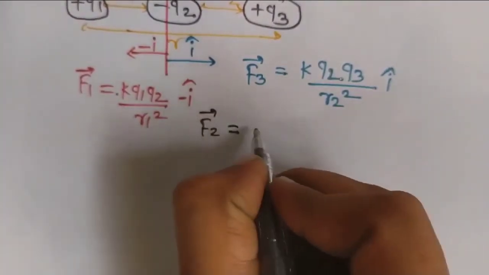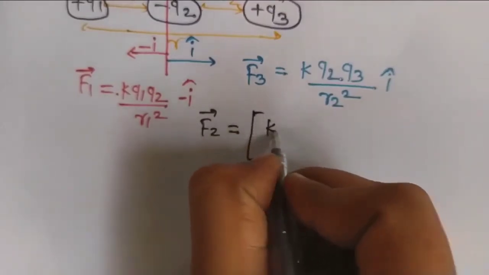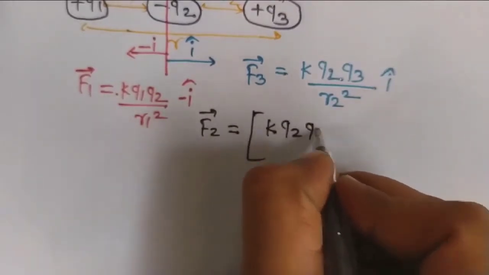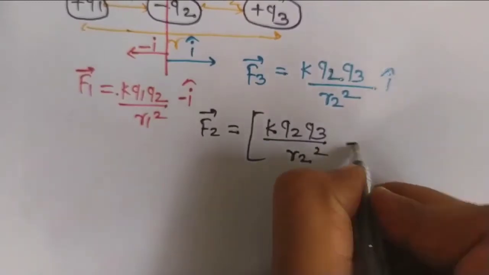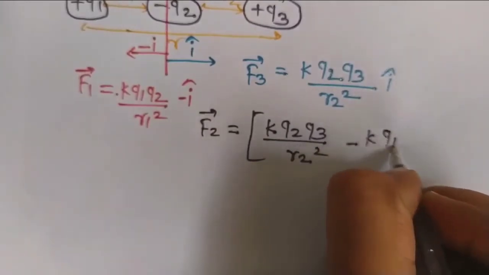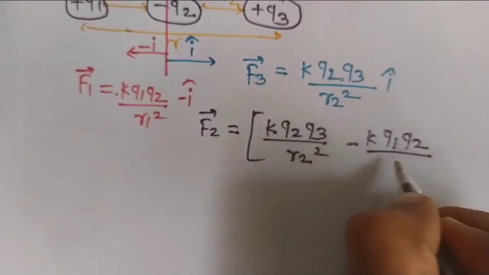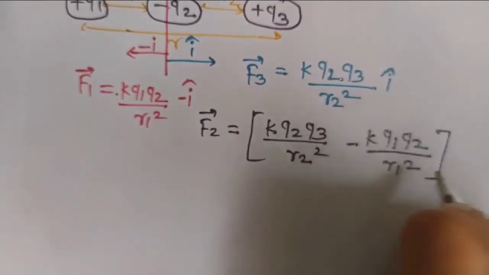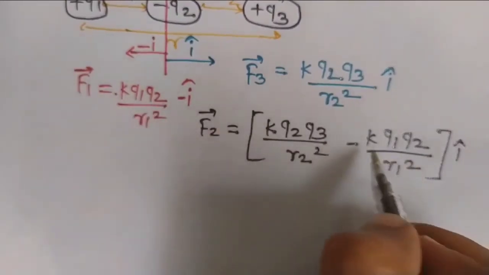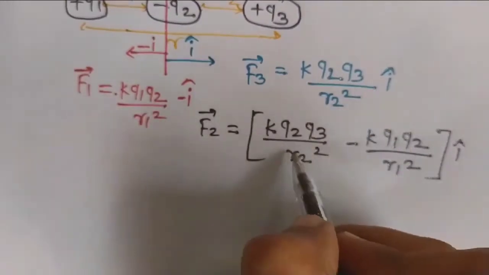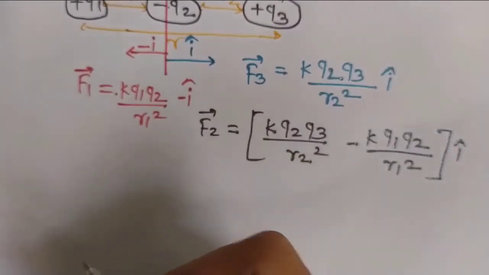The net force F2 is equal to, in bracket, K Q2 Q3 upon R2 square minus K Q1 Q2 upon R1 square, bracket complete, I cap. This is the net force on the charge minus Q2 due to the charge plus Q1 and plus Q3.